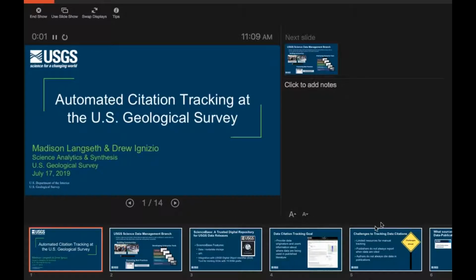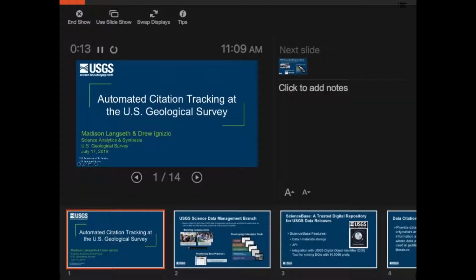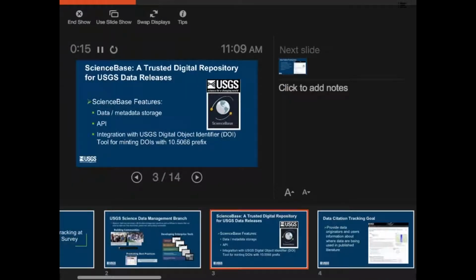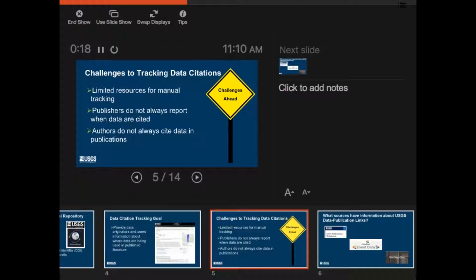Another challenge is we figured that publishers should know this information, at least when authors are including data citations in their works cited. But publishers aren't always sharing that information in an easily accessible format, although now maybe with the Crossref tool, maybe they are. So we'll have to check that out as well. And then the third challenge is that authors aren't always providing formal citations to data in their publications.